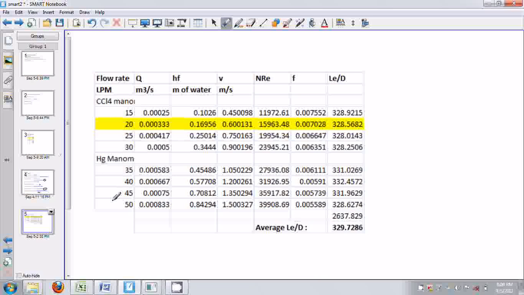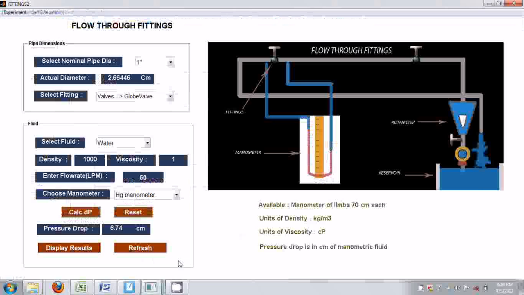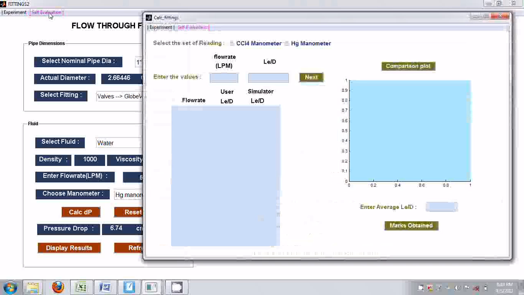These are the two sets of flow rates. One is with the CCl4 manometer and this set is with the Hg manometer. This is the flow rate, pressure drop in meters of water column, velocity, Reynolds number, friction factor and LE by D. After calculating all these values, equivalent length of the fitting, one can cross check their values with simulator calculated values. For this, go to self-evaluation.